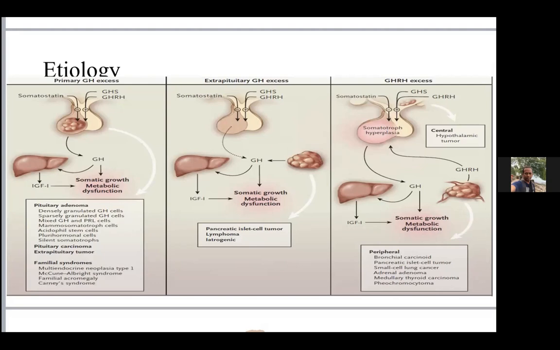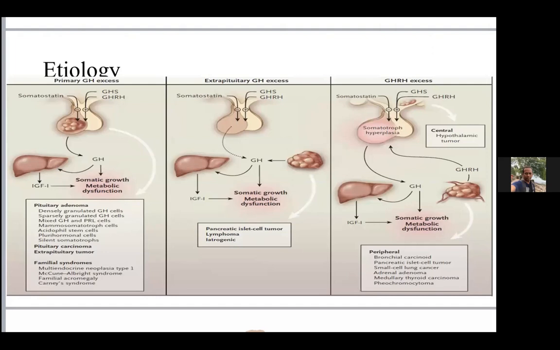When this growth hormone is released into the circulation through the anterior pituitary, most of it reaches the liver, where it is metabolized and it releases something called insulin-like growth factor 1. This insulin-like growth factor 1 from the liver and the growth hormone itself from the anterior pituitary help with somatic growth and metabolism. So an excess causes somatic growth and metabolism dysfunction.